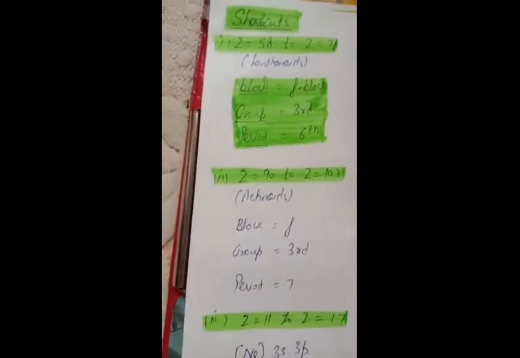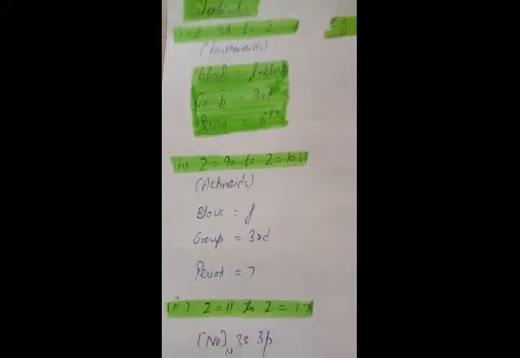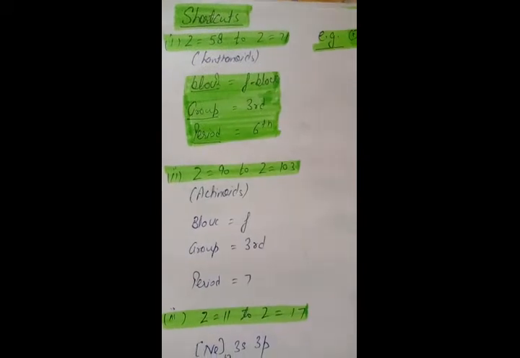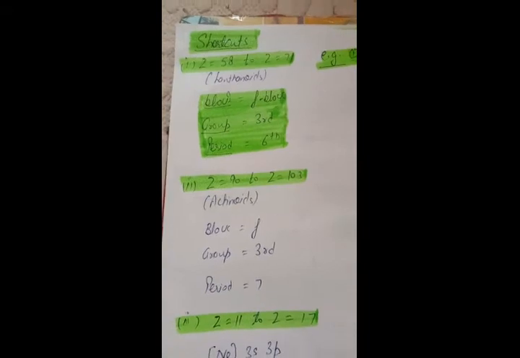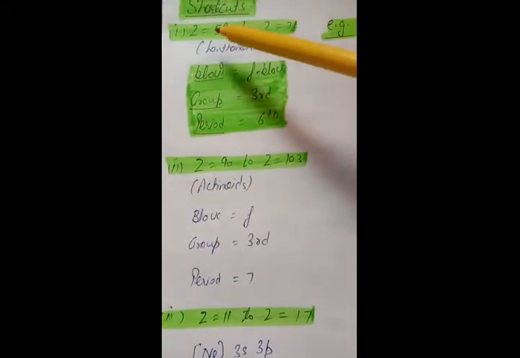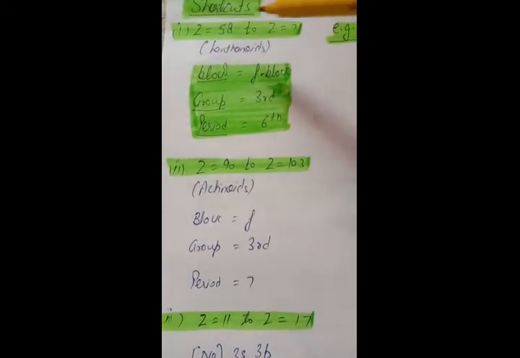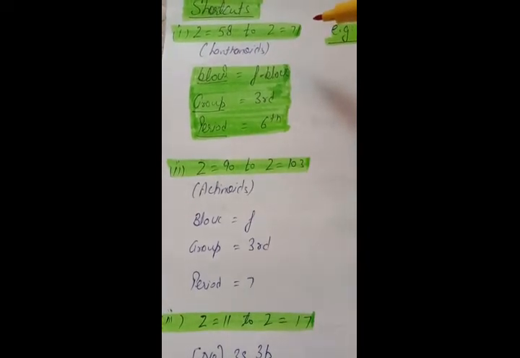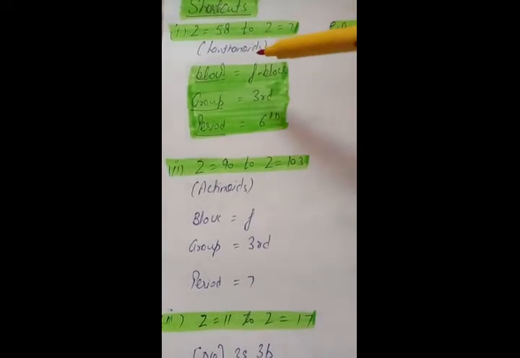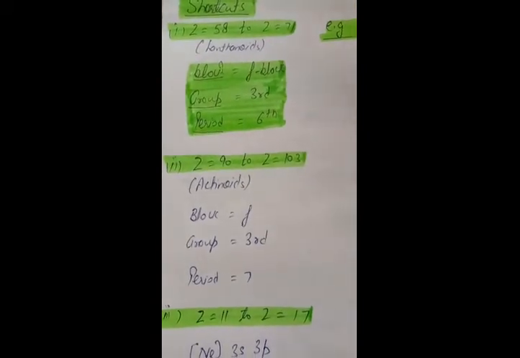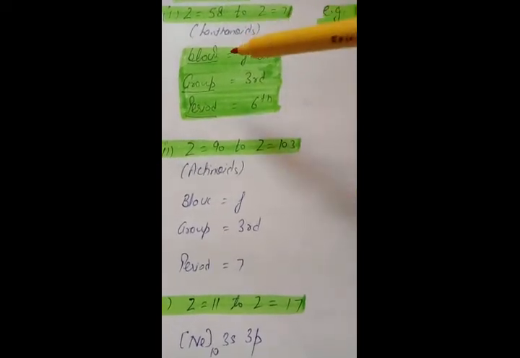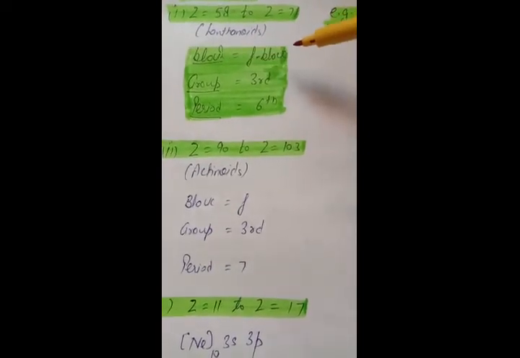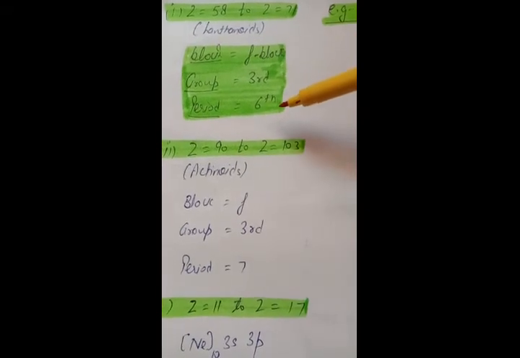Now here I have written some shortcuts. With these shortcuts you can easily find out which block, which group and which period a particular element belongs to. Shortcut number 1: if the atomic number is from 58 to 71, these are lanthanoids, because lanthanides start from 57 till 71. So you can easily write that they belong to f block. Their group is 3rd and period is 6th.